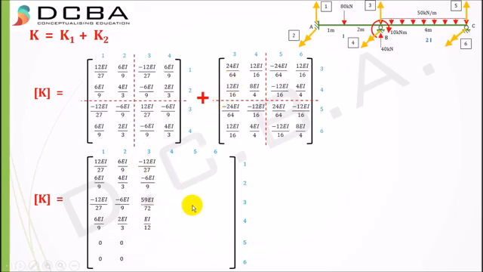Fifth row third column. There is no fifth row third column in matrix 1, but there is fifth row third column in matrix 2. So it is minus 24 EI by 64. Sixth row third column, not in matrix 1, but it is in matrix 2, 12 EI by 16.